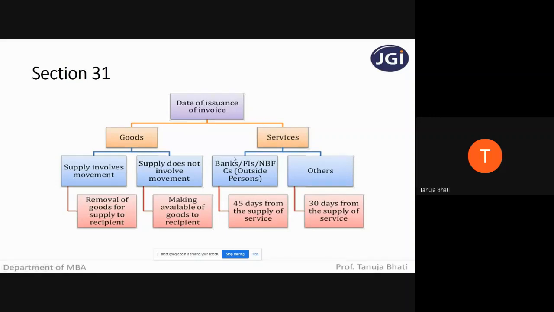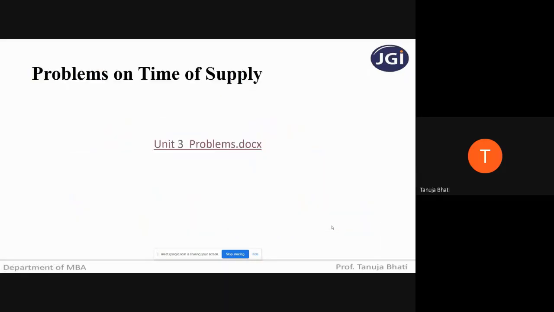In case of services, if it is a bank, financial institution, or non-banking financial institution, then it is 45 days from the provision of service. Suppose you are providing the service today, after 45 days it is the due date to issue the invoice. And in all other normal cases, if it is not a bank, financial institution, or non-banking financial institution, then it is 30 days from the provision of service. So this was a quick revision of section 12 and section 13 of CGST Act. Now let us move ahead to the problems on time of supply.